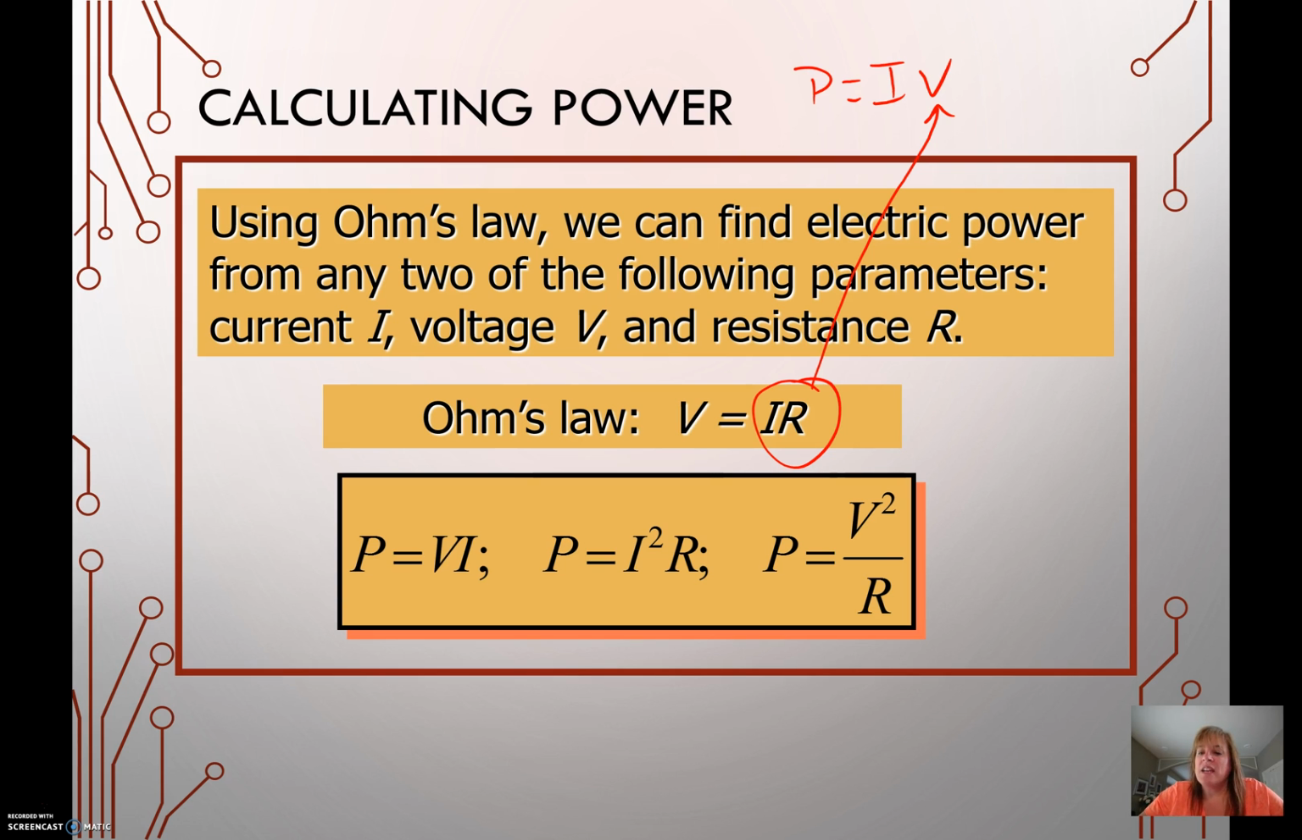Sometimes these other forms are handy because sometimes you don't know both the current and the voltage. You may know one, like you know the voltage of the battery, you know the resistance value of the resistor, so you could find out the power using voltage and resistance. So sometimes these other forms are handy.